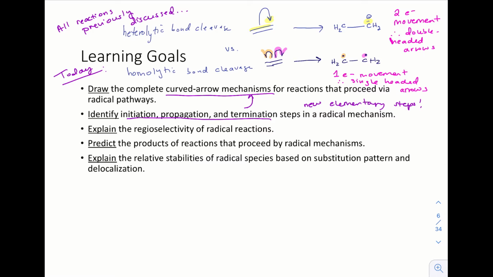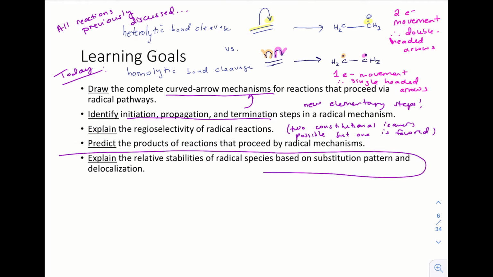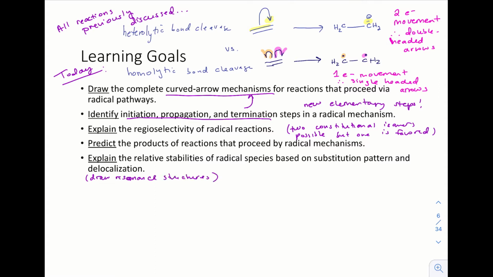And all that means is that two constitutional isomers or more than one constitutional isomer could be formed, but one is favored. We will predict the products of reactions that proceed via radical mechanisms and then explain the relative stabilities of radical species based on substitution pattern and delocalization, aka we're going to draw resonance structures. That should be really fun when single electrons are involved. All right, we'll make some analogies to carbocations to achieve this learning goal.